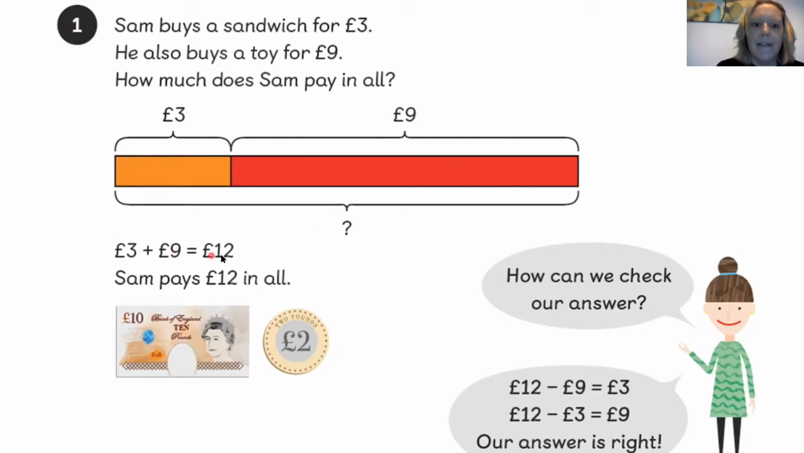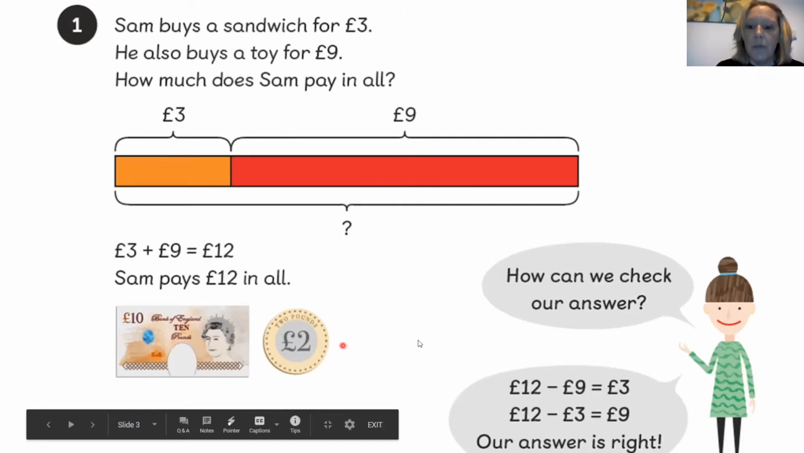So 3 add 9 equals 12. Now we probably would write it the other way around, because we always try and put addition first, because it's easier to think the highest amount first, because it's easier to add on the smaller amount. So we would do 9, 10, 11, 12. Sam pays £12 in all. He's paid for it with a £10 note and a £2 coin. We can check our answers by using a subtraction number sentence, where we could do 12 take away 9 equals 3, and 12 take away 3, which equals 9. So we know that our calculations are right.